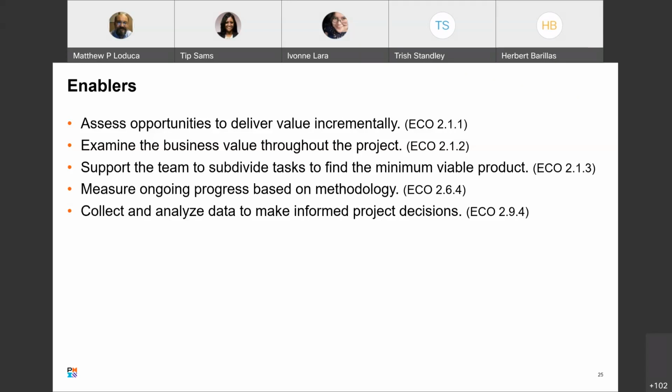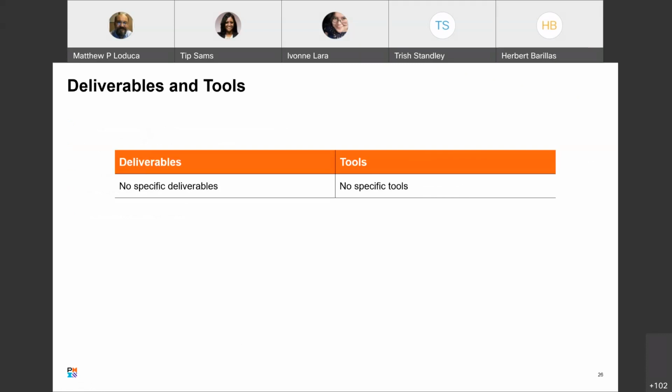We'll go on, and I can take any questions here, but we'll talk about that more. There are no specific deliverables, no specific tools to do this. I mean, there are, but essentially it's you. You're the tool, and your brain is how you make a better product. That is essentially your deliverable.